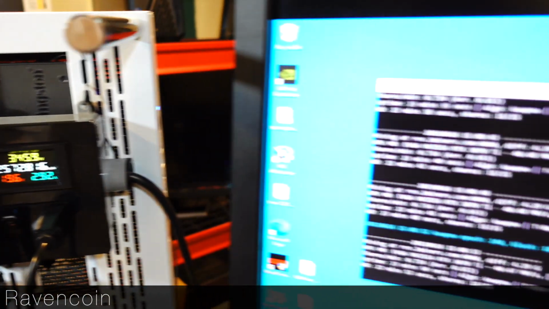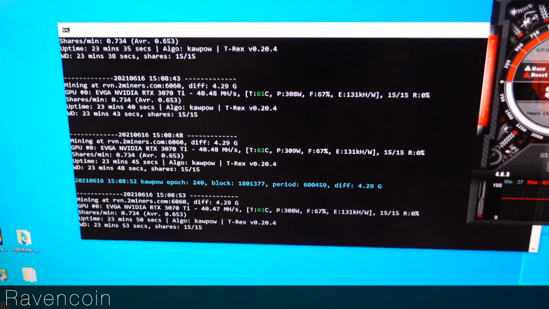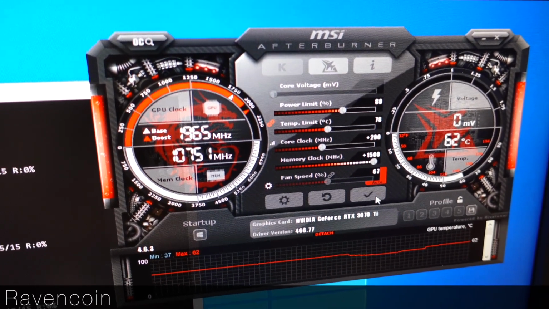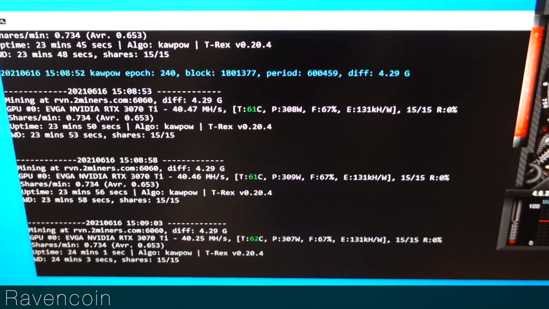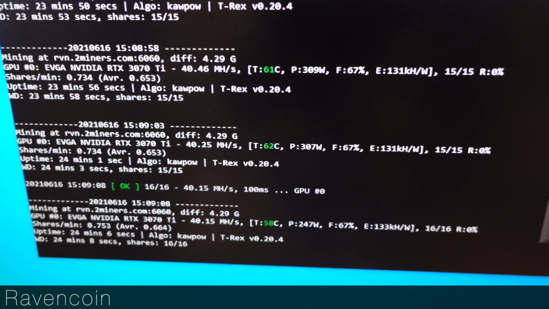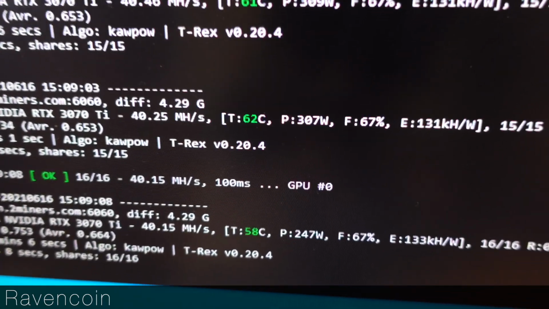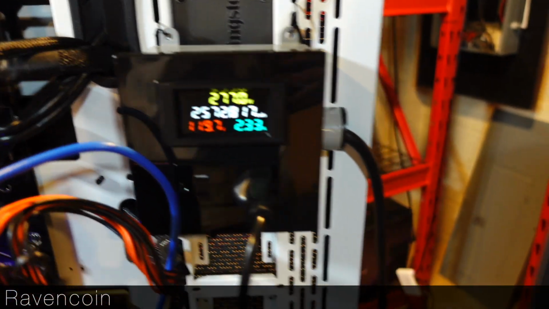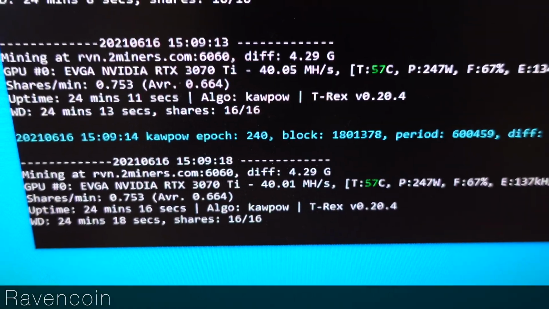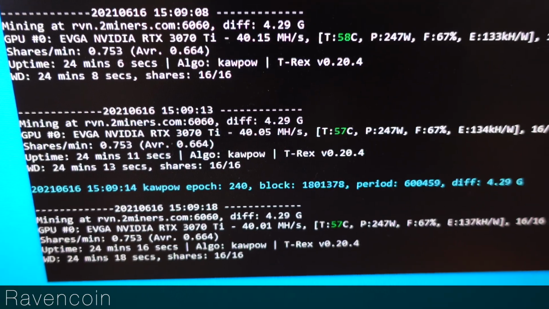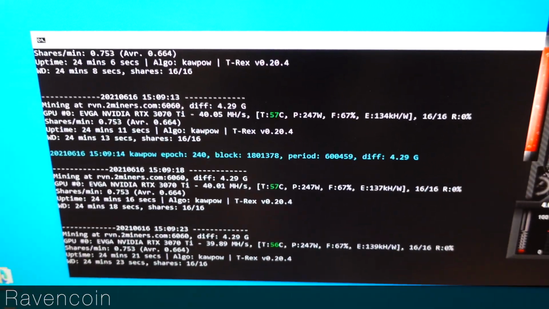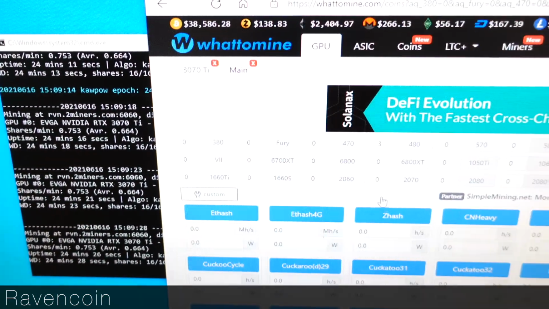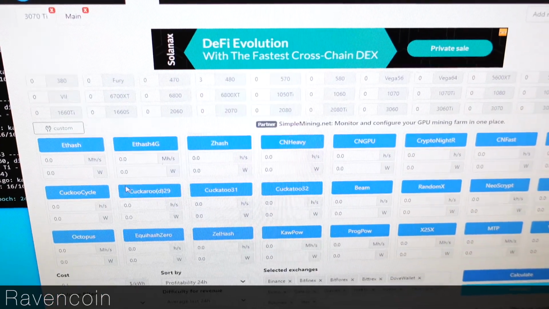So what we need to do is figure out where this can be more efficient. And I've done a little testing and it seems like, at least in the limited testing I've done right now, going 80% power limit will keep that mega hash as close to 40 as possible, but shave off about 50 watts. So you can see we dropped from 307 to 247. See, we dropped at the wall as well. And our mega hash is still looking pretty good at 40 mega hash. So we'll say that this RTX 3070 Ti can do 40 mega hash, and we'll just say about 250 watts. So let's go ahead and put that into what-to-mine.